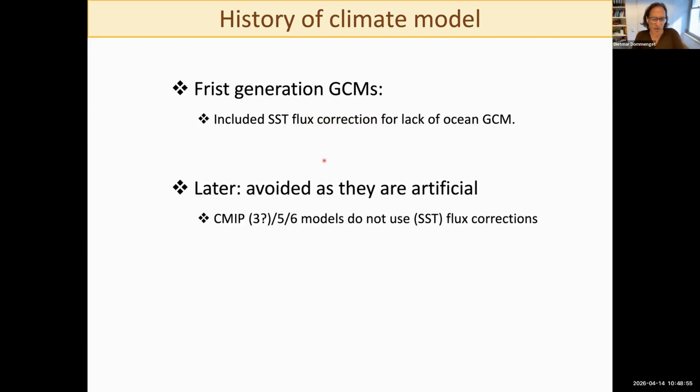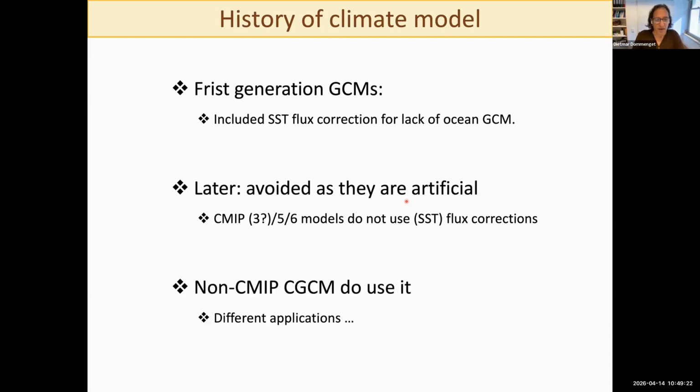And I think later on, in the 1990s or so, people avoided this. They basically said the models are good enough to run without these artificial corrections. I'm not exactly sure when this happened. Maybe in CMIP3, most or all of the models had no flux correction terms in them. I would question whether this is a good idea. I think they probably should have still used flux corrections, but they don't use them anymore. But in other coupled model simulations, not CMIP, but other situations like seasonal forecasting, people use it. And I will show you some examples of this.